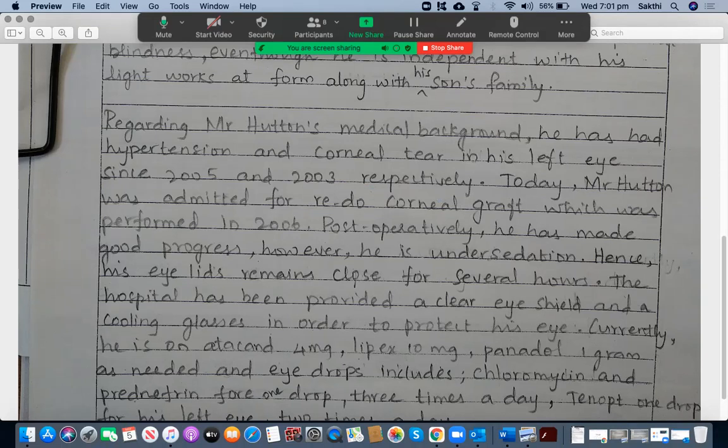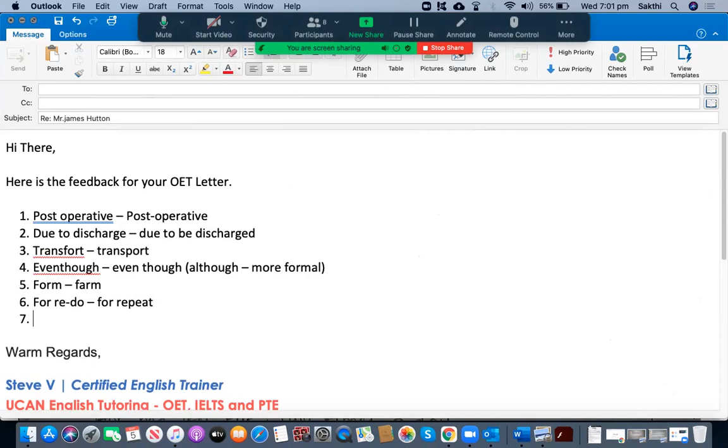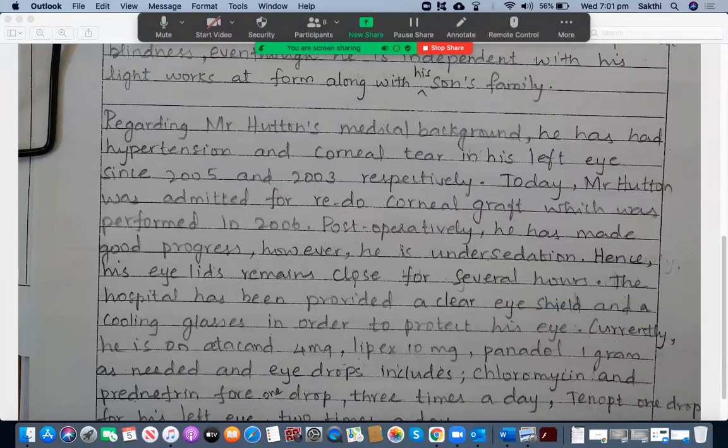You don't need to use for redo. I don't know, this phrase is incorrect. Anyway, the other thing is, after for, you can't use a verb like this. You have to use a verb plus ing only. For example, admitted for redo, no, admitted for correcting, or you can say repeat corneal graft. If it is the second time they're going to do, then you can say admitted for repeat corneal graft, which was performed in 2016.